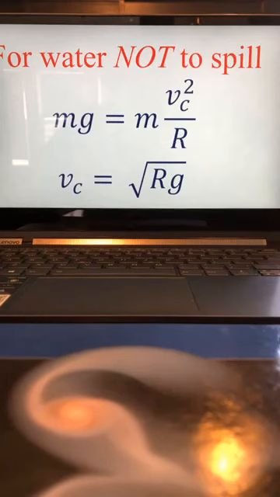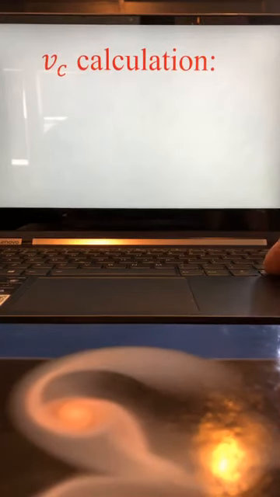So for the water in the bucket or in the bottle not to spill, you must give it a velocity of square root of r g, where r is the radius of the circle in which you want the bottle or the water to rotate, and g is the acceleration due to gravity. And I have done a small calculation in my example.